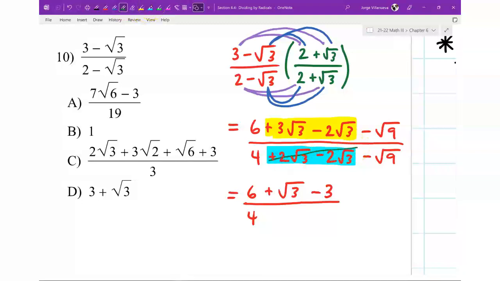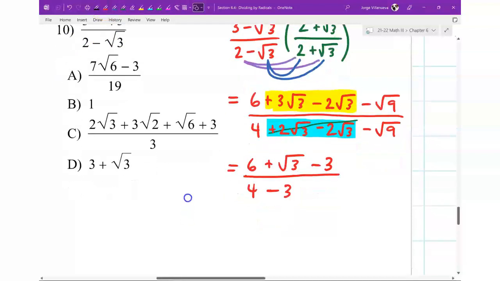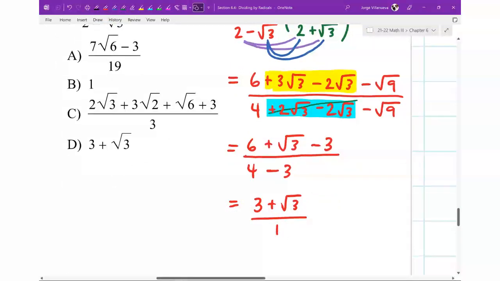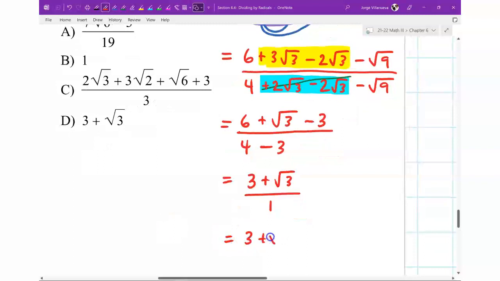By the way, that always happens whenever you multiply by the conjugate. The middle always goes away. So a little trick that I tell people, all you have to do is multiply the first terms. So like, you just multiply these terms and these terms. That's all you really have to do. But, you know, if I were you, I'd still just kind of work it slowly. So, all right, it cancels out, and then minus 3. So, 6 minus 3 on top is 3 plus radical 3 over 1. Or just 3 plus radical 3, which is actually D right there.